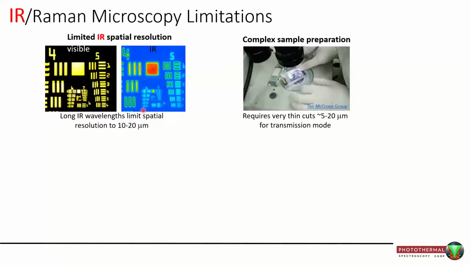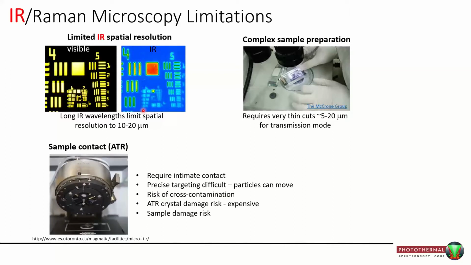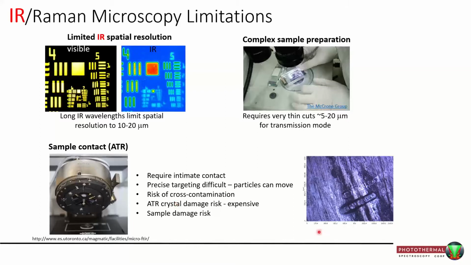Sample preparation can be difficult. Often the best quality data is obtained in transmission mode, but not all samples are amenable to being cut to that 5 to 20 micron region. And to overcome some of these, there is ATR as a modality, as an accessory, but it requires intimate contact. Targeting can be difficult. If you have to make multiple contacts, there are cross-contamination issues. The crystal's expensive. It can be damaged, or worse, you can even damage the sample. And here's an example of an ATR tip indenting and leaving marks across your sample.